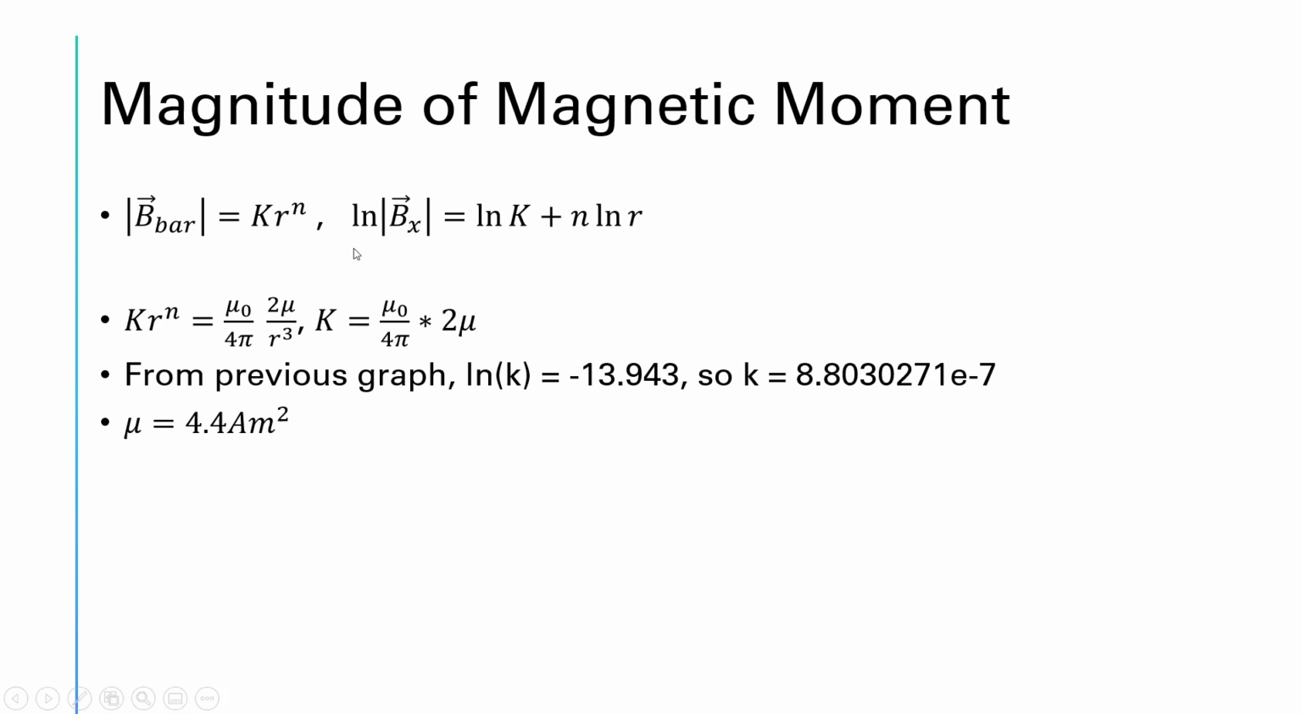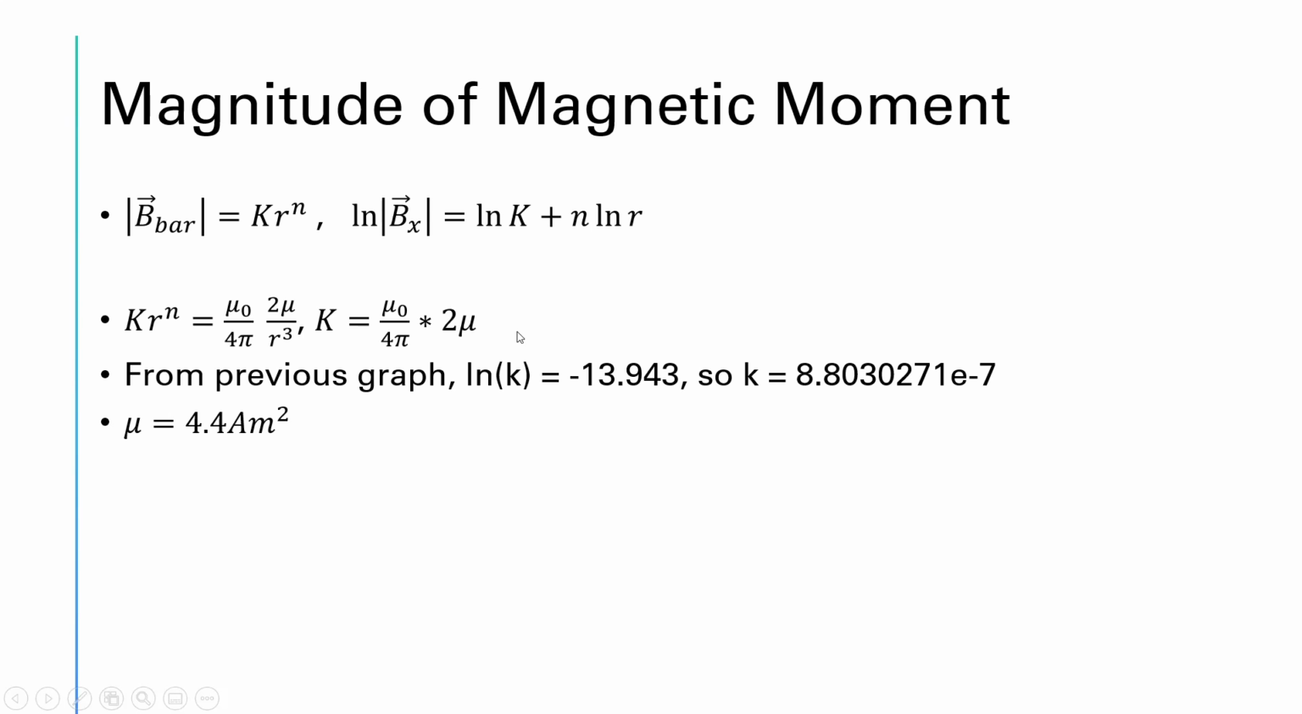As you can see here, if you take the ln of the initial equation that I stated in the second slide, you end up with ln of B equals ln of k plus n ln r. You also get, if you set the k r to the n equation equal to mu naught over 4 pi times 2 mu over r cubed, you can simplify out the r's. If we set the r's equal to 1, you get mu naught over 4 pi times 2 mu.